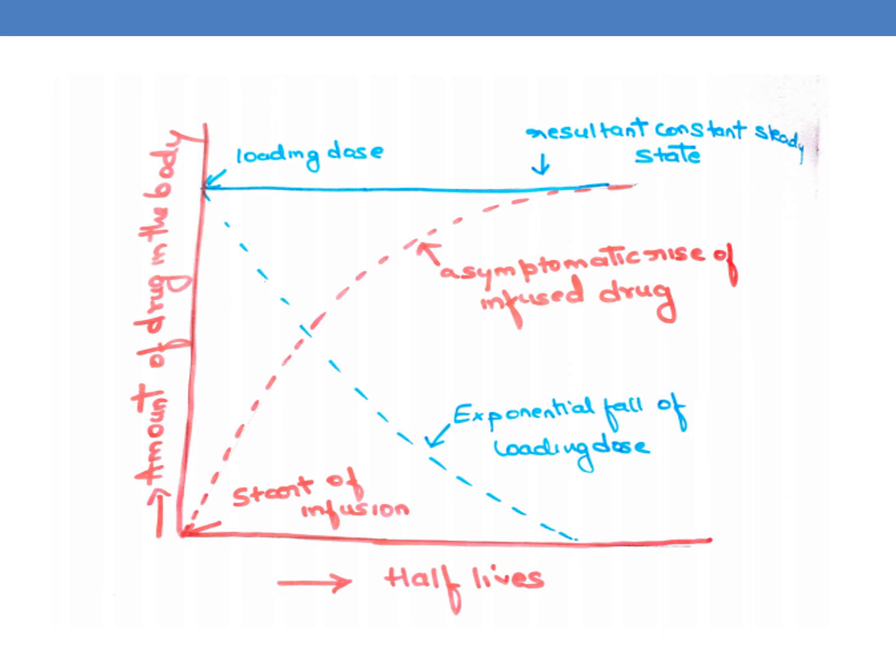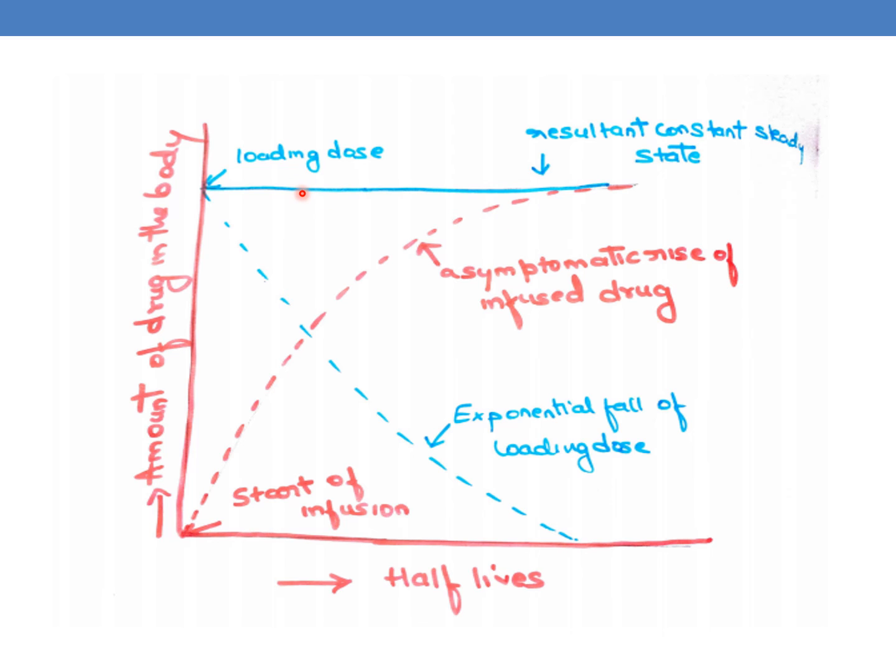So here you can see this is the amount of the drug in the body and this is the half-life. Initially, at the start of the infusion, for drugs which have a longer half-life, it takes a longer time to reach the steady state concentration. So in order to overcome that, a large enough loading dose is required to reach a steady state concentration immediately after the injection is given.